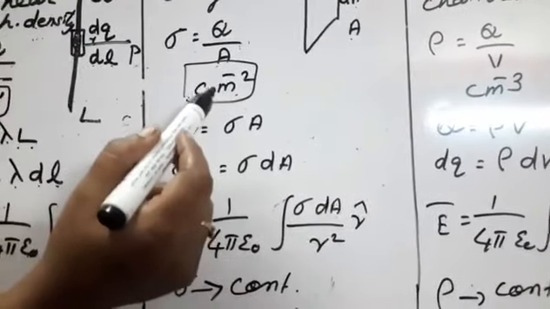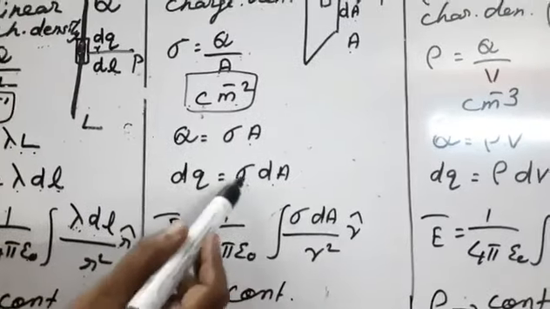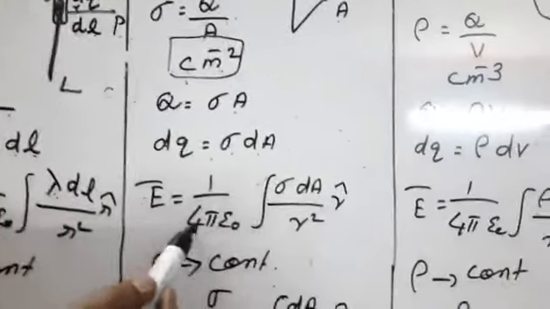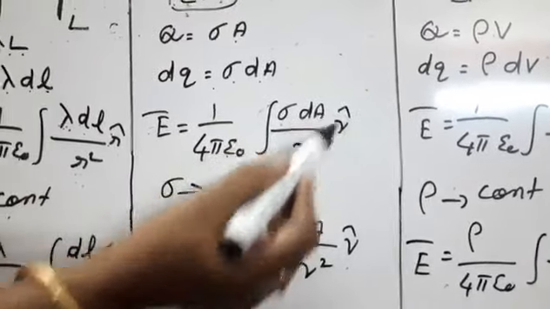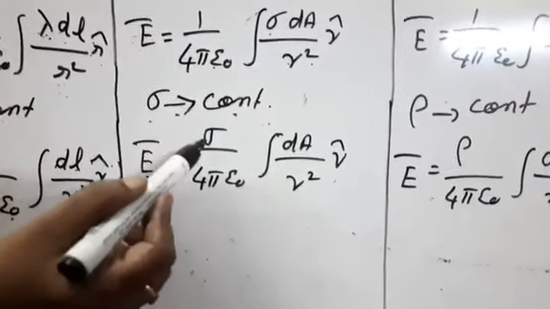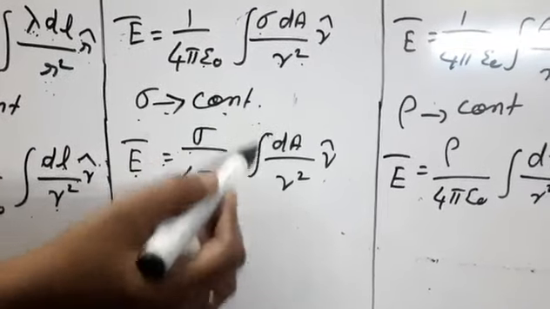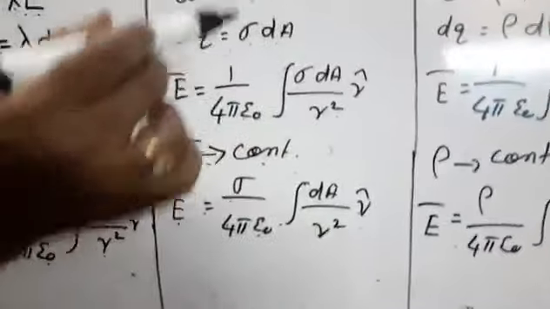Therefore Q equal to sigma A. Instead of Q we have to write dQ equal to sigma into dA. E bar equal to 1 by 4 pi epsilon naught integral of sigma dA by r square into r cap. Sigma is a constant value, take it out. Therefore E bar equal to sigma by 4 pi epsilon naught integral of dA by r square into r cap.